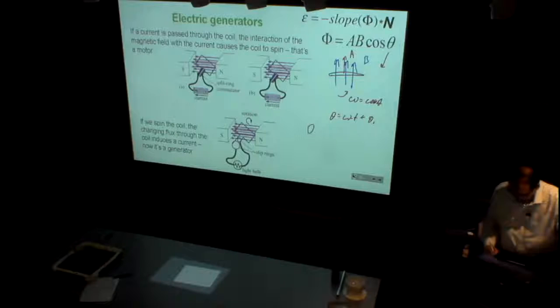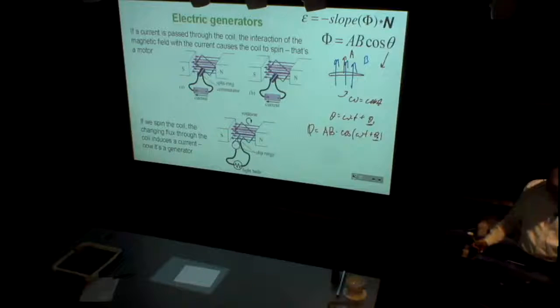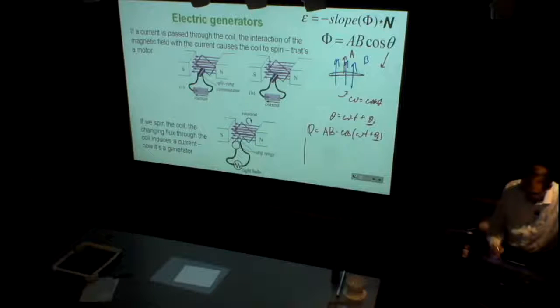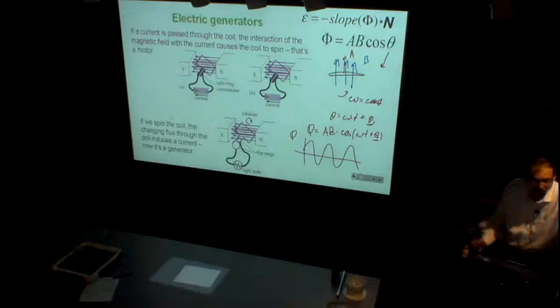So the flux will change, but not linearly. It will change as a cosine or sine, because we can always switch from cosine to sine and back and forth if we choose this constant correctly. This is just a constant. Very often we can set it to zero. So how does flux change? Well, in general, something like this. That's how a graph of a cosine as a function of time looks. That's it. And if the flux changes, it must induce EMF according to Faraday's law.